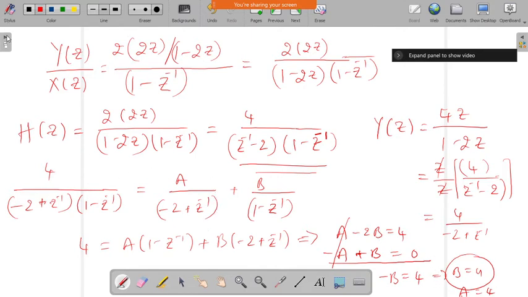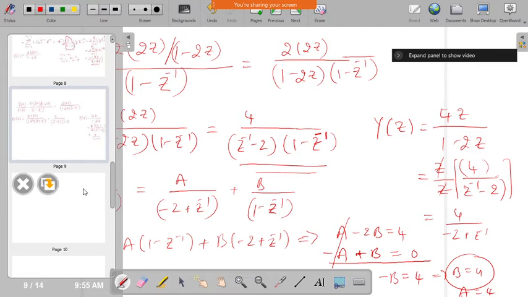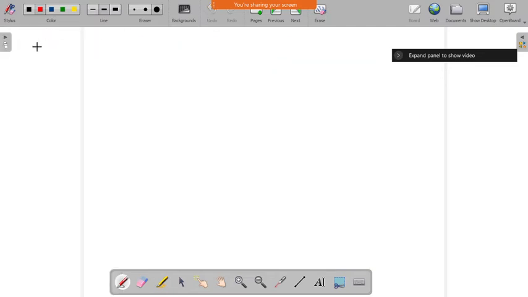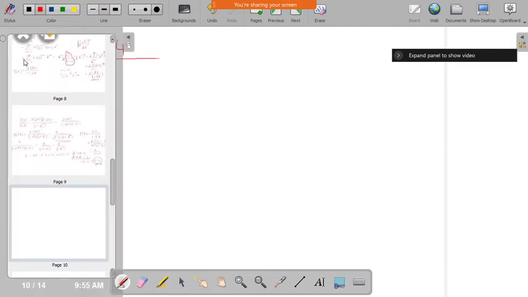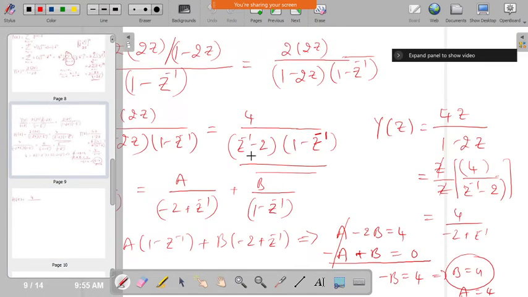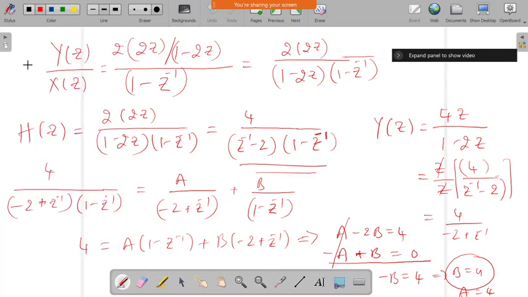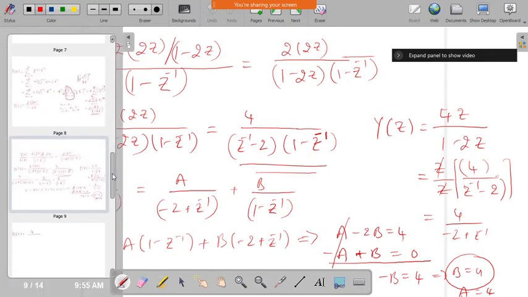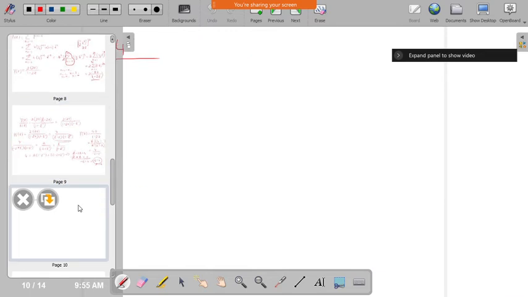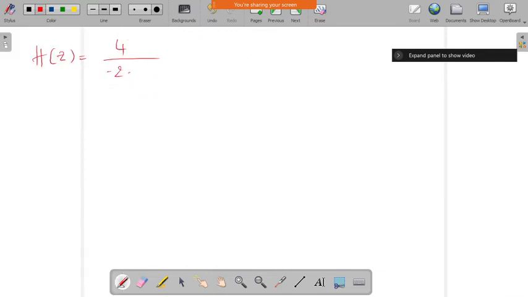So H of z, which is equal to 4 divided by minus 2 z inverse minus 2 plus z inverse, plus 4 by 1 minus z inverse. So this is what we are going to get.